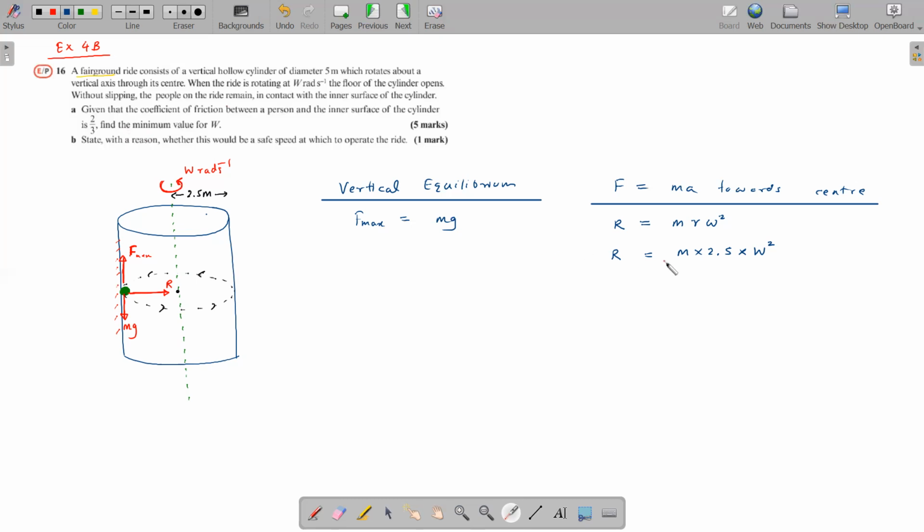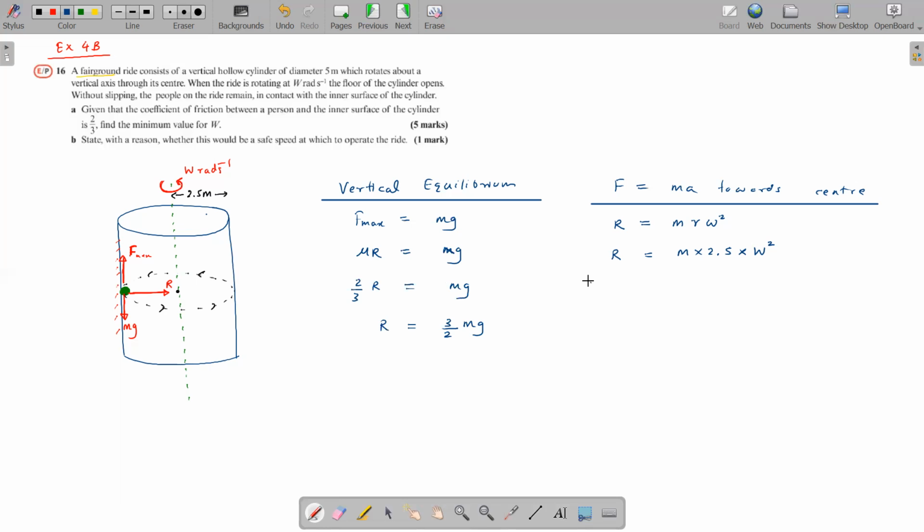Okay, so now let's find the value of W. F max is equal to mu R, and mu R is mg. So over here mu is 2 over 3, so 2 over 3 R equals mg. So capital R equals 3 over 2 mg. This is the normal reaction. Input the normal reaction over here, and you can find the value of W.